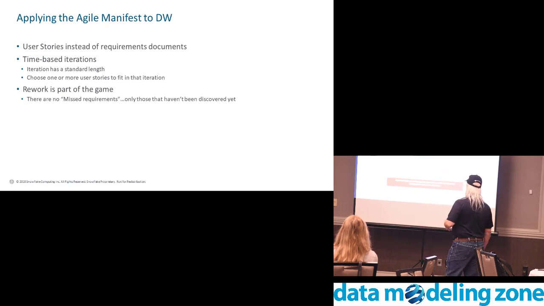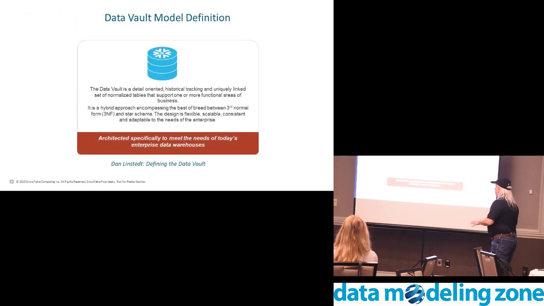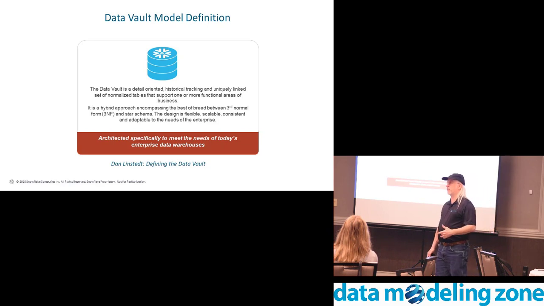So here's the definition of Data Vault. What do we mean by Data Vault? It is something very specific. It's a detail-oriented, historical tracking, and uniquely linked set of normalized tables that support one or more functional areas of business. It's a hybrid approach encompassing the best of breed, third normal form, and star schema. It allows you a flexible, scalable, consistent, and adaptable method to meet the needs of the enterprise.